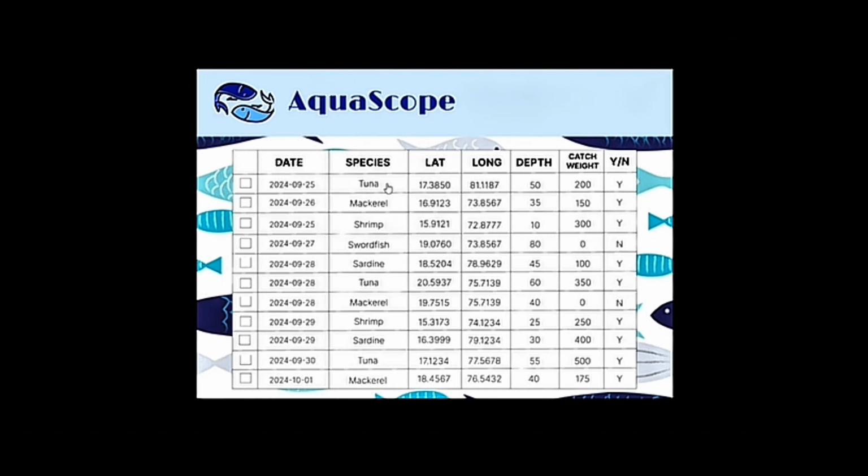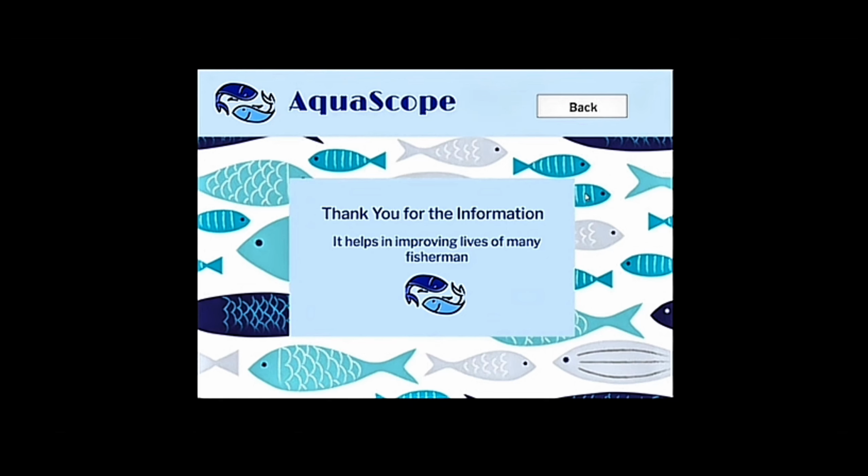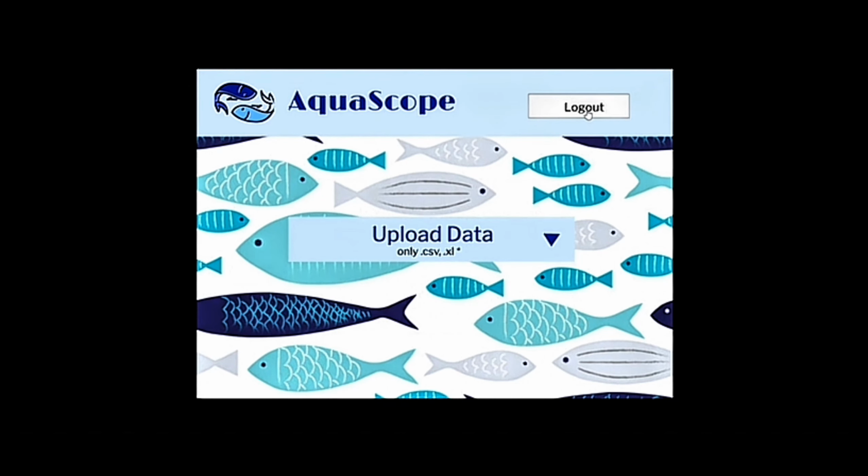Now the admin has the scope of editing the data by considering a few specific records, either to upload them or to delete them. I'll be uploading only a few specific records and click on the upload button. Once the data has been uploaded, it gives me a message that the information has been collected. Once I click on the back button, it takes me to the initial page, which asks me to upload the data again if there is any.